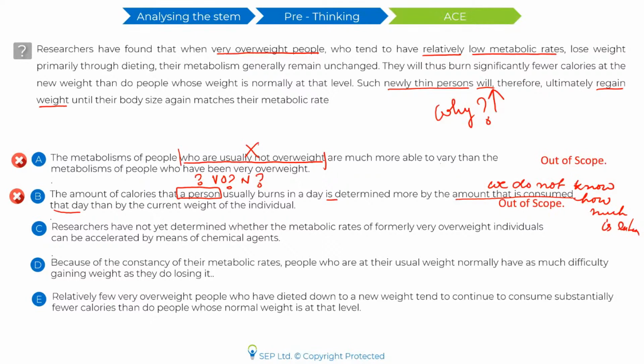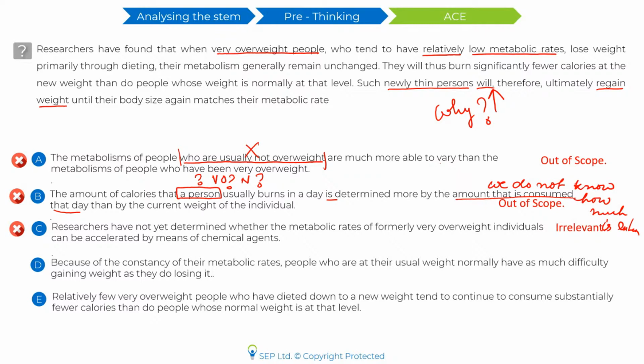First thing, it talks about in general a person, so we don't know whether it applies to the very overweight people. Second is, it says how much you burn in a day will depend on how much you eat, but I don't even know how much you eat. So how do I link this to the conclusion? I can't, so that's out. Researchers have not yet determined whether the metabolic rate of formerly very overweight individuals, which means newly thin individuals, can be accelerated. Whether it can be accelerated or not, this has not been found out. This does not have to be a necessary condition. So that's totally irrelevant to the conclusion.